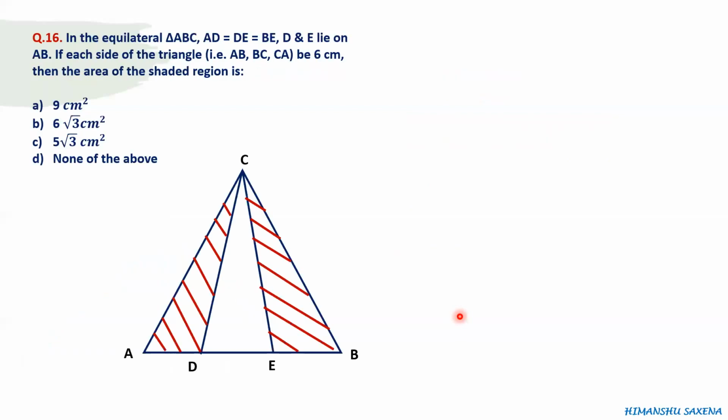Now let's look at the next question. In the equilateral triangle ABC, AD is equal to DE, which is equal to EB. So these three line segments are equal to each other. D and E lie on AB. Each side of the triangle is 6 centimeters, so all these three sides are 6 centimeters. Then we have to find the area of the shaded region, this total area.